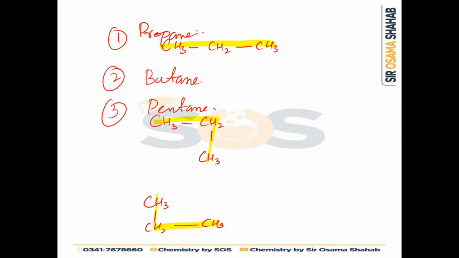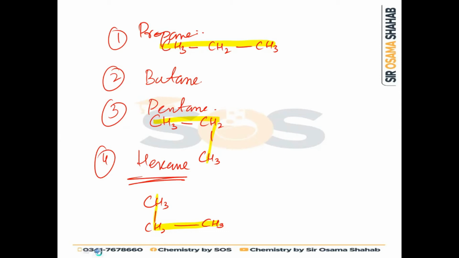So if the examiner asks you in the exam how many isomers or possible structures there are in hexane, you can easily answer that hexane has five structures. Whenever you have an increment of a single carbon in the chain, there will be a single increment of possible structure isomers in the chain.